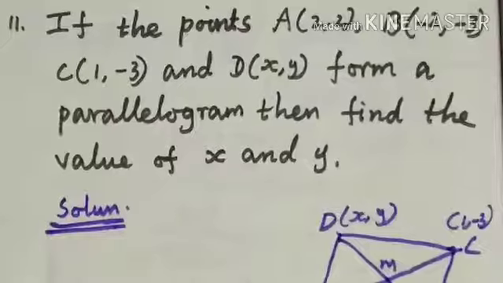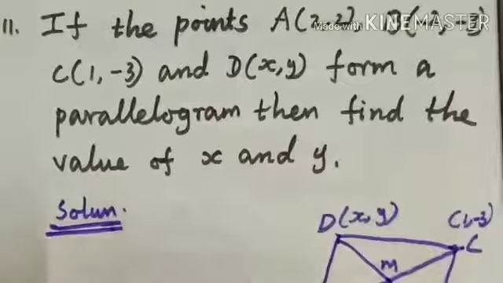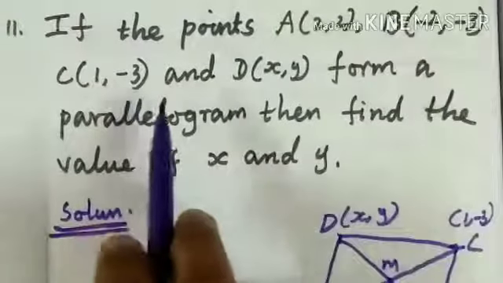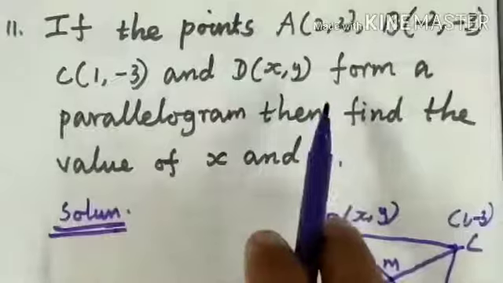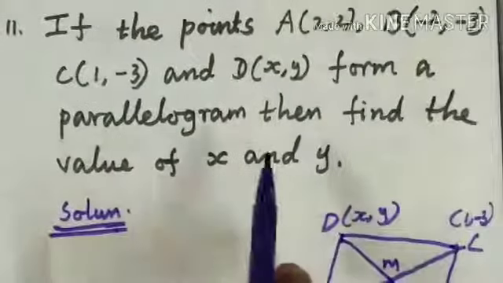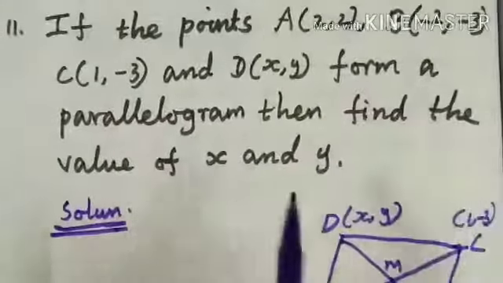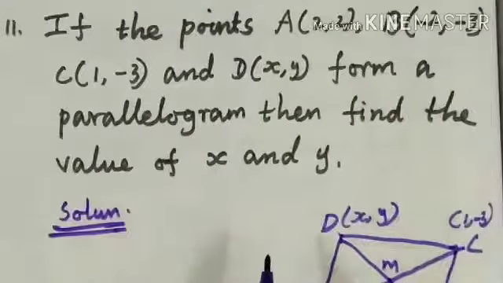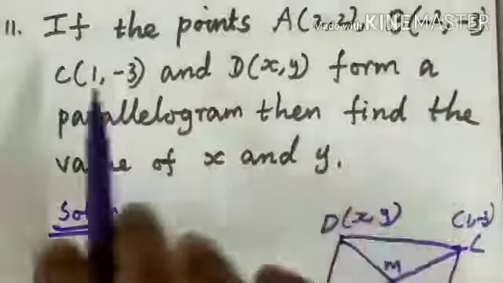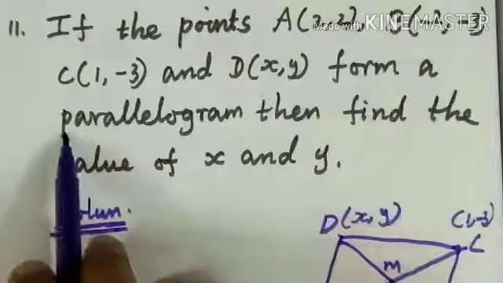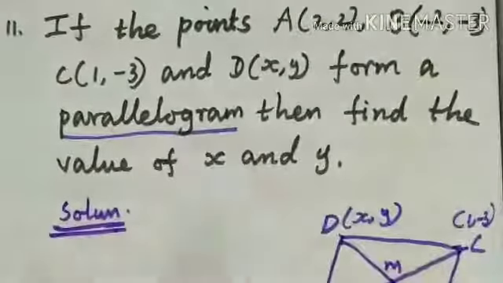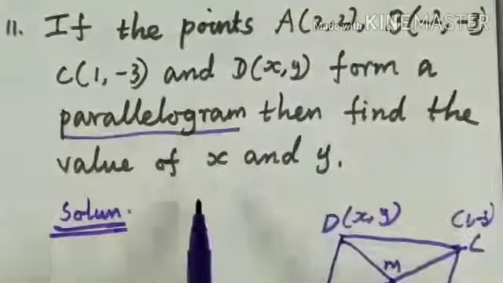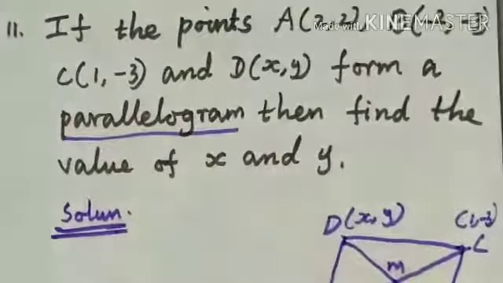See the next sum. If the points A (2, 2), B (minus 2, minus 3), C (1, minus 3) and D (x, y) form a parallelogram, then find the value of x and y. In this question, what is given? A, B, C, D form a parallelogram is given. We have to find the value of x and y, that is D point.